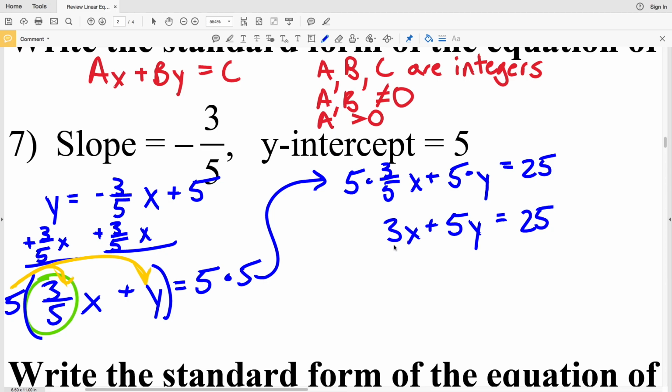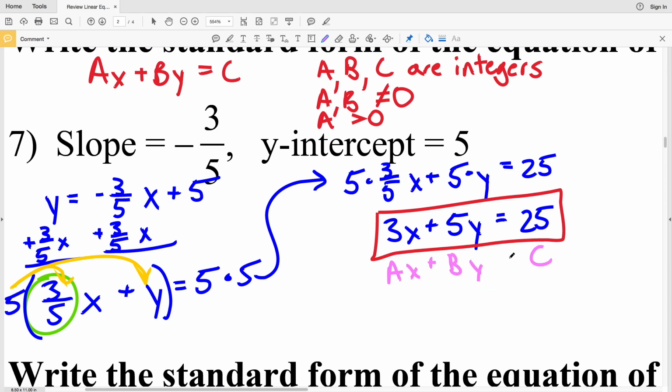So the answer in number 7, ax plus by equals c, is 3x plus 5y equals 25. A, b, and c are all integers. A and b are both not equal to 0, and a is greater than 0.